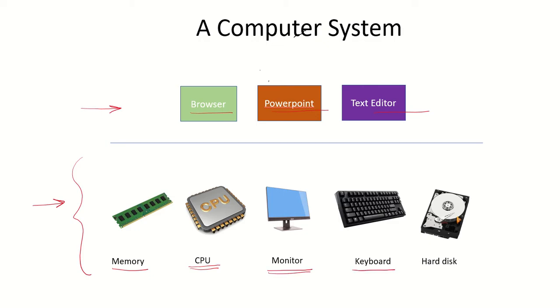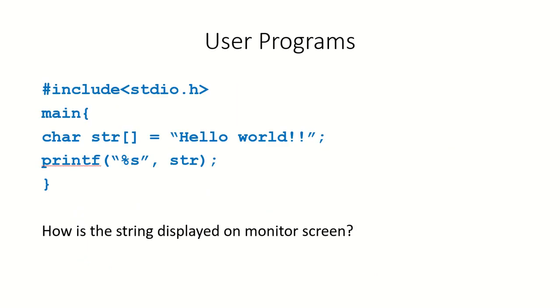The user can take inputs using any input device like a keyboard, and there would be a secondary storage like a hard disk. Now suppose the user wants to run a program where he has a string "hello world" and he wants to print this string on an output device. So how is this string actually displayed on the monitor screen?